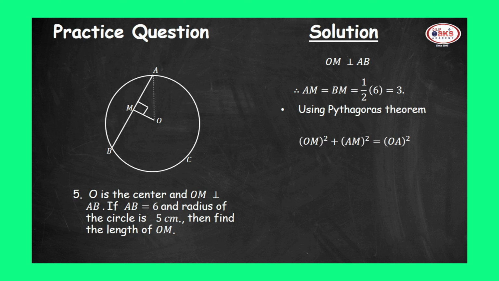Now here OM is unknown and length of AM we have already found out as 3 units, and length of OA is radius, which is 5 units. So we get OM square plus 3 square is equal to 5 square, which implies OM square is equal to 5 square minus 3 square, that is same as 4 square, and therefore OM is equal to 4. Hence we will input 4 in the numeric entry box and go to the next question.